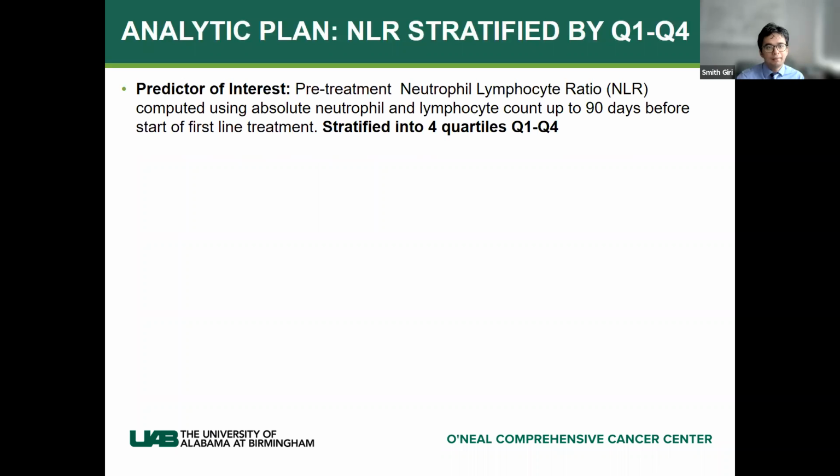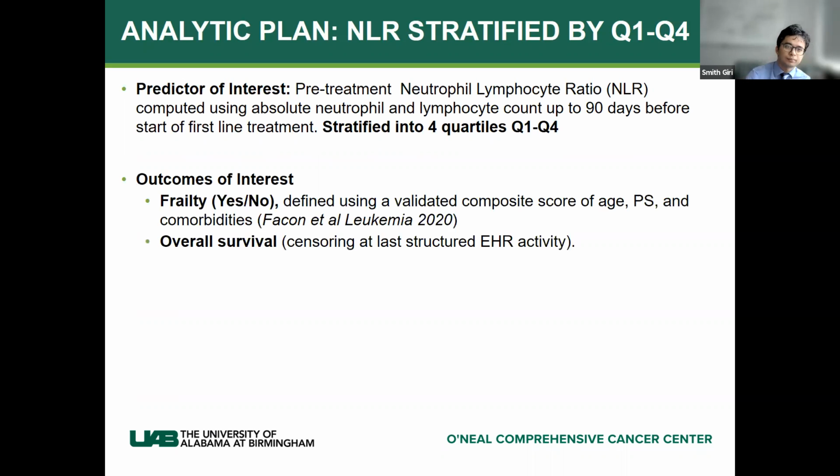Our analytic plan was that our main predictor of interest was pre-treatment neutrophil to lymphocyte ratio. We captured this using the absolute neutrophil and lymphocyte count up to 90 days before the start of first-line treatment. We then stratified the NLR into 4 quartiles, Q1 being the lowest quartile and Q4 being the highest quartile.